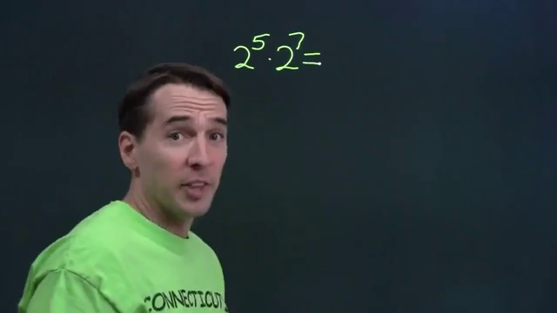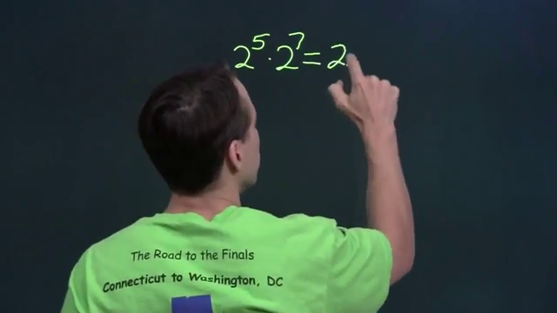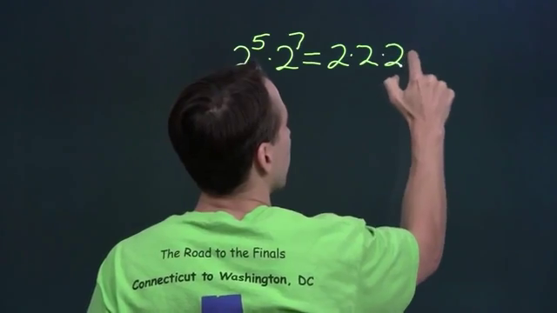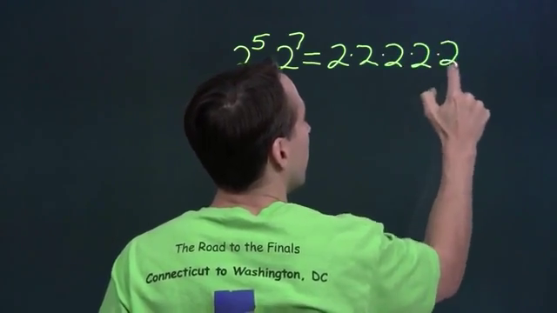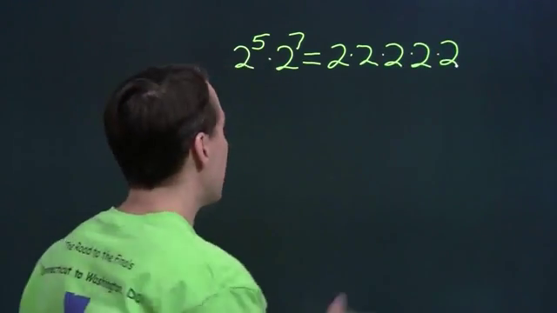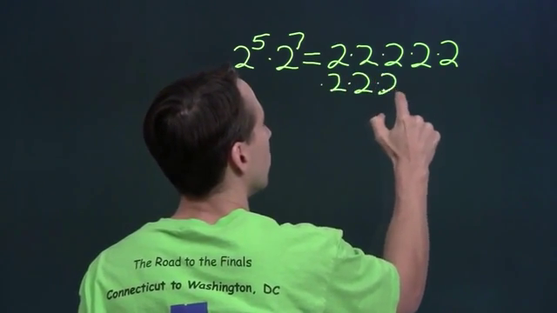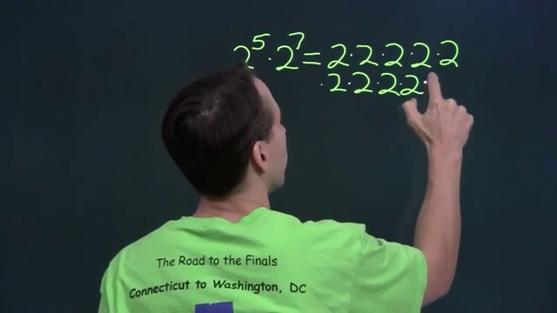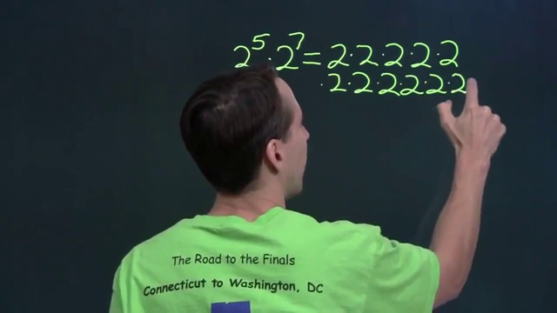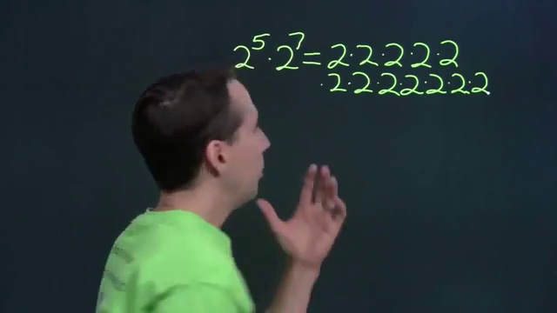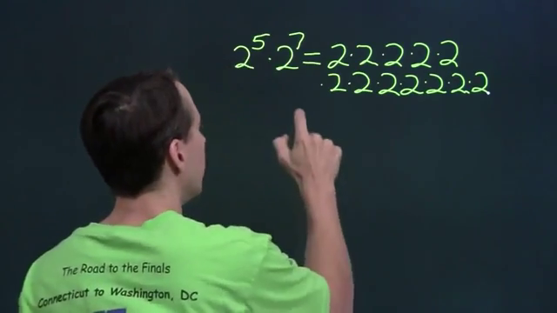Now I'll go ahead and write 2 to the 5th out. That's the product of 5 2's. 2 times 2 times 2 times 2 times 2. And when we multiply by 2 to the 7th, that means we multiply in 7 more 2's. Well, this is interesting. I started with 5 2's. I multiplied in 7 more 2's.